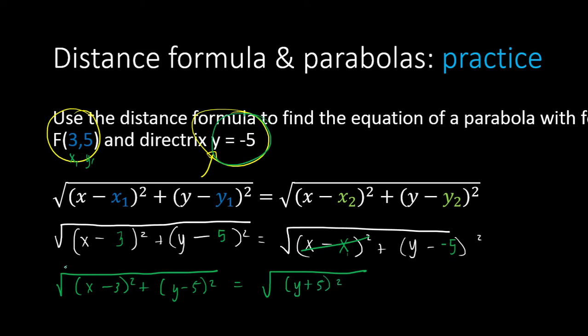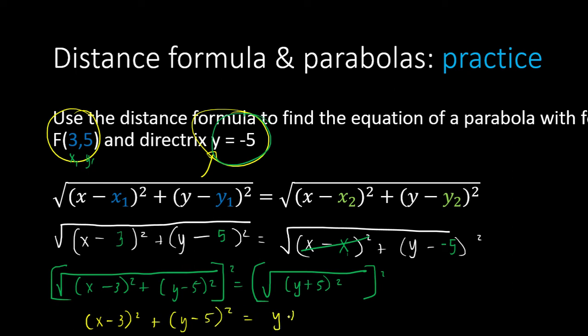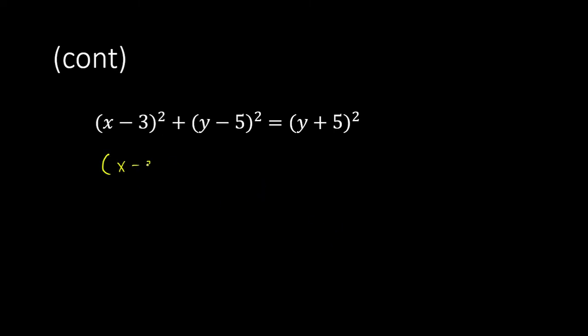I can't go further until I get rid of my radicals, so I'm squaring both sides of the equation, and that's why I'm allowed to do it, because if I square both sides, then they're still equal. So I'm left with x minus 3 squared plus y minus 5 squared equals y plus 5 squared. Since I'm solving for y, I'm going to ignore this x term. I don't care that it's not expanded. It's fine the way it is. So I am going to expand my y terms.